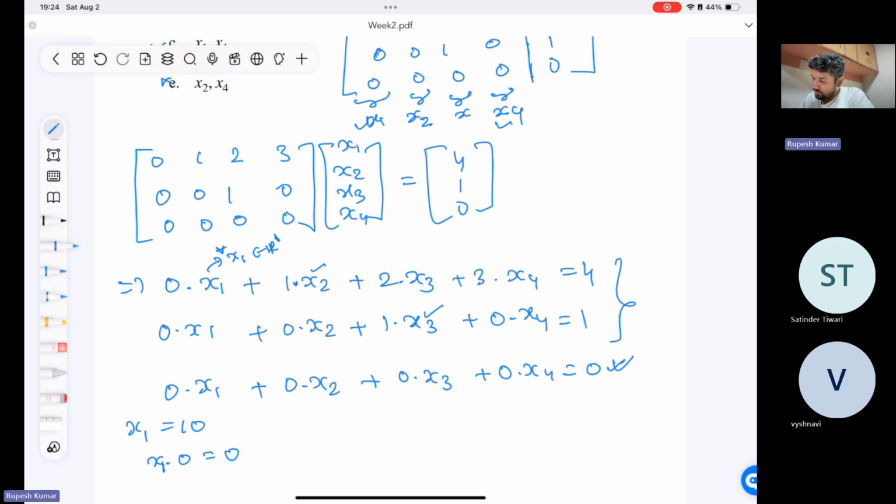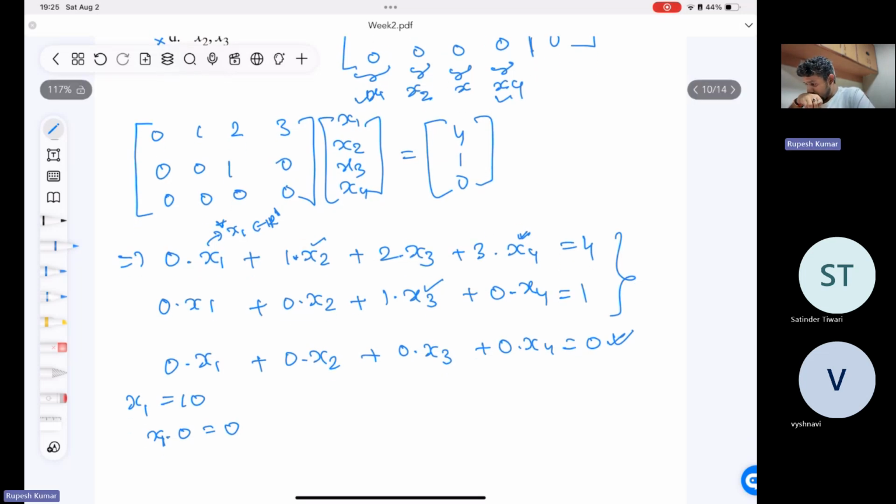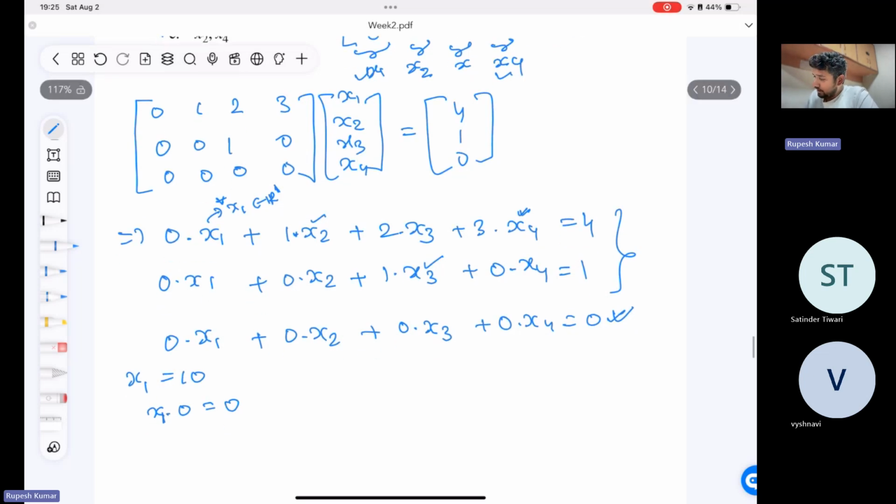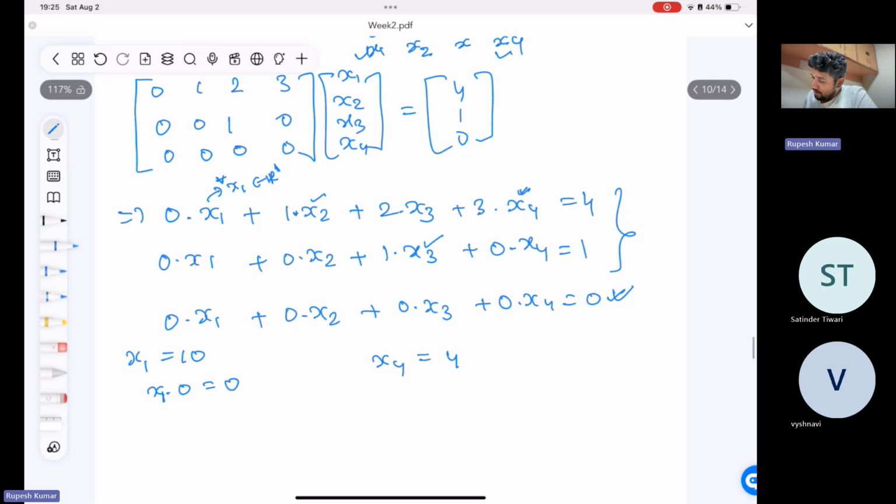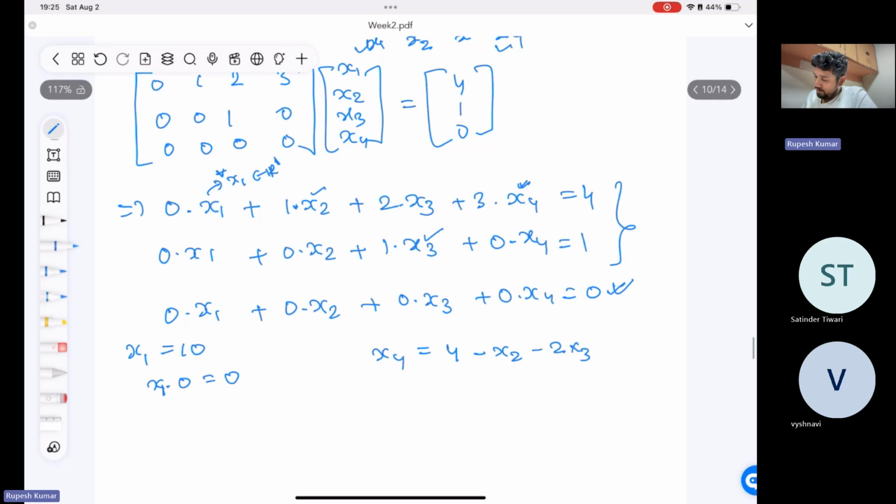You may think that if you change x4, the equation's value will change because of x4 being multiplied by 3 here. But what we are trying to say is x4 can be written as 4 minus x2 minus 2x3, right? And x3 can be written as 1 because all other coefficients are 0 in its row. That's all the information that we are getting here.